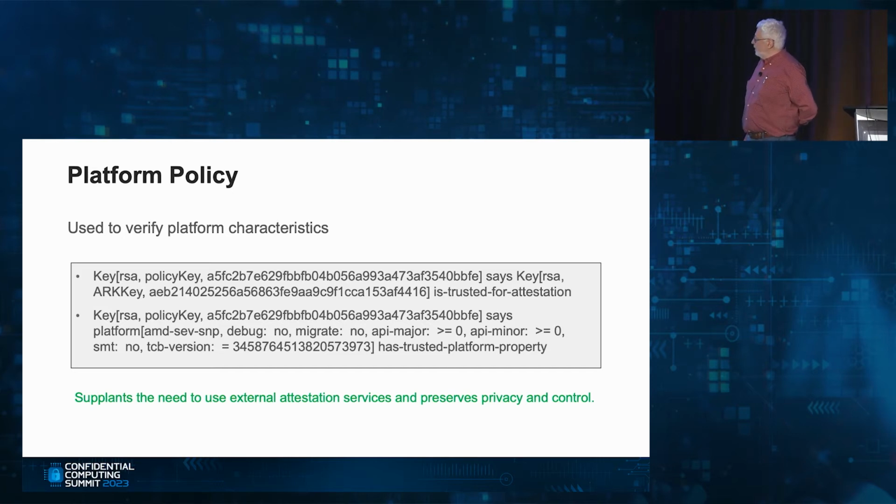So for example, the policy might say, for SEV, I don't want other applications to be able to debug the application on the machine because they get secrets then. I don't want the application to be automatically migrated. I want to control that myself. The API to the hardware has to be of this level. And there's more junk in the TCV version that I won't explain in great detail, but that's it. So we evaluate both platform characteristics and measurements, and that's really all you care about.